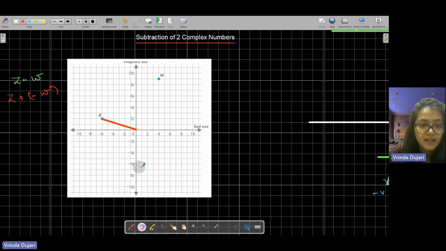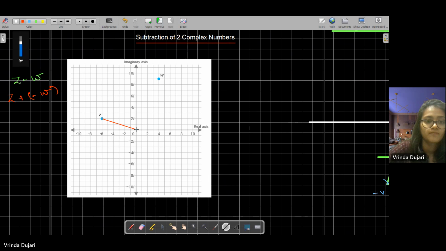I think this is a very thick line. Let me make a thinner line. Okay. So this is your segment connecting to Z. Let's draw a segment connecting W. Okay. Now, this is your W.